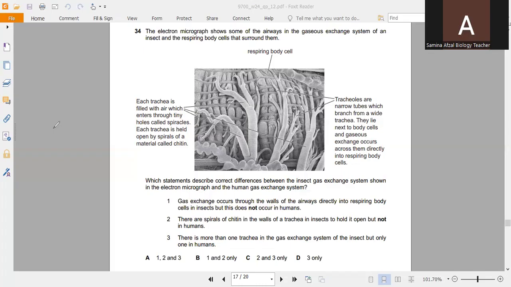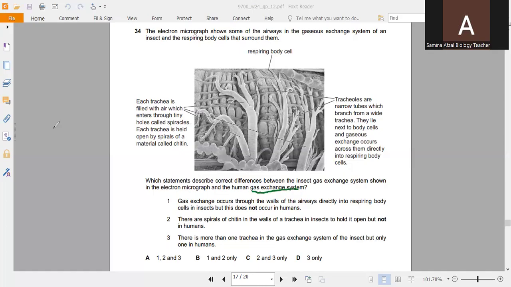Air enters through tiny holes called spiracles. Each trachea is held open by spiracles of a material called chitin. Tracheoles are narrow tubes which branch from a wide trachea. They lie next to body cells and gaseous exchange occurs across them directly into the respiring body cells. So here you can see which statements describe correct differences between the insect gas exchange system shown in the electron micrograph and the human gas exchange system.